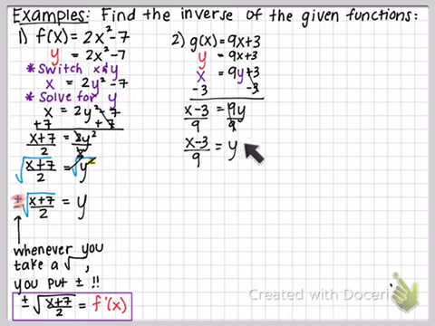So now x minus 3 over 9 equals y, and the very last step is we're going to change it back to the inverse function of g of x. Okay, and then this just stays the same. So that's your inverse function of g of x.